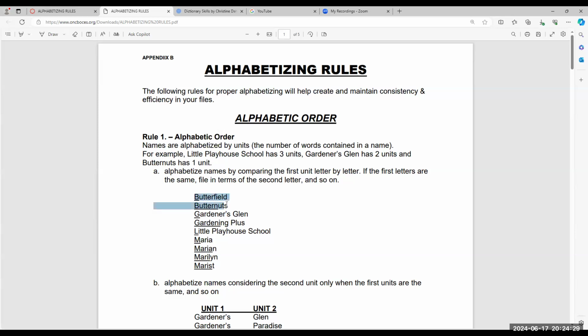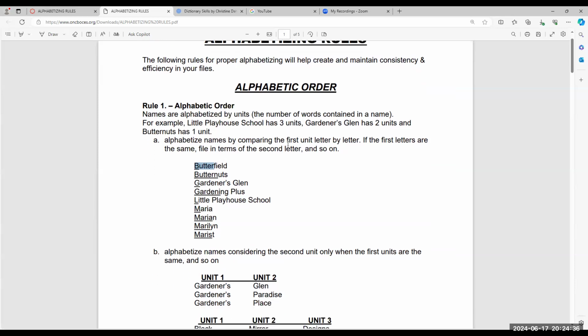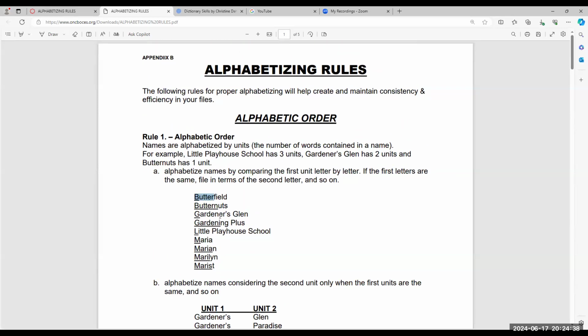Now let's say we have these two words. These are names, by the way, these are rules for alphabetizing names, but the same rules follow. So those two words have the same start, right? This is 1, 2, 3, 4, 5 letters that are the same. So then what's next is the next letter that's different.